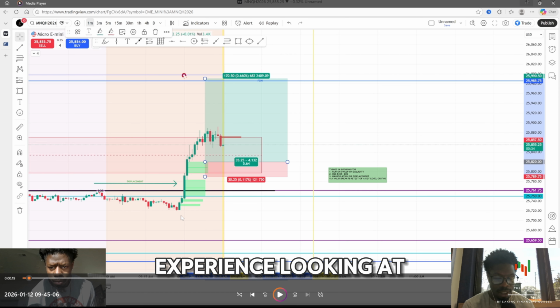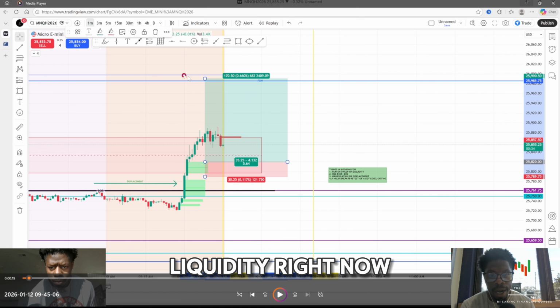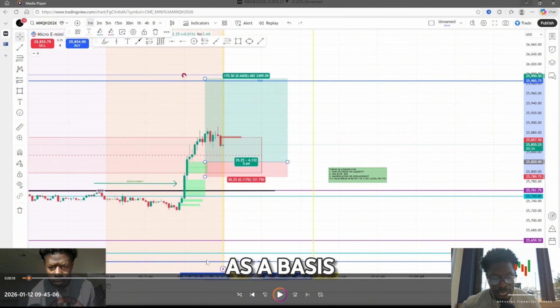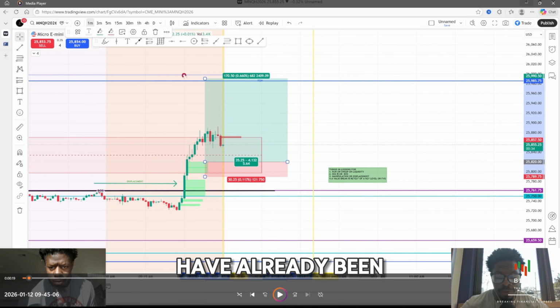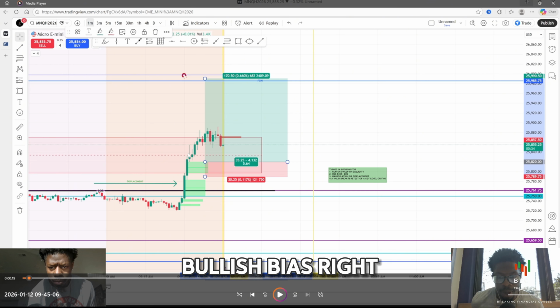And from my experience looking at the market, it is also just a really valid continuation model lining up. Right, my draw on liquidity right now is going to be these previous day highs, because all of the major liquidity pools or PD arrays that I use as a basis for price to draw towards have already been mitigated. So that's why my draws on liquidity are resting above. I have a bullish bias right now.